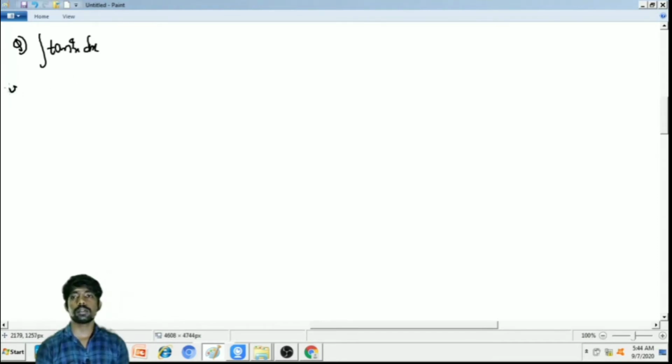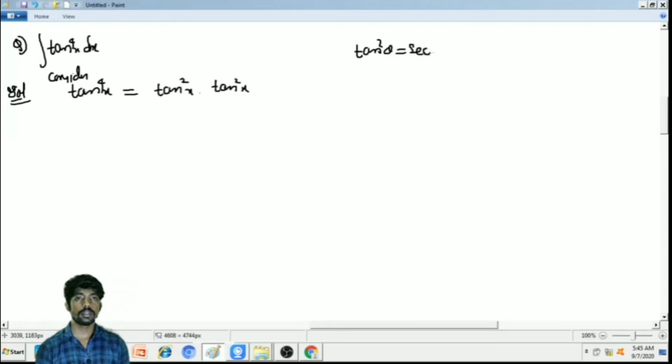Here we have the integration of tan to the power of 4 x dx. Consider first tan to the power of 4 x. So tan to the power of 4 can be split into tan square x into tan square x. We know tan square theta can be written as secant square theta minus 1. So I am writing that.